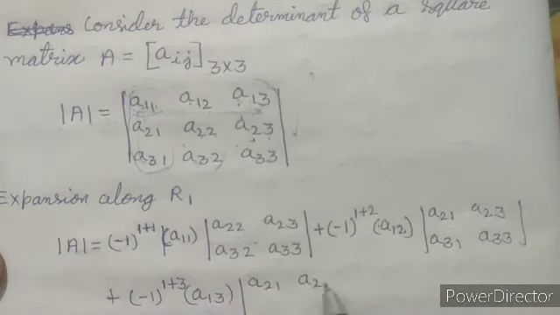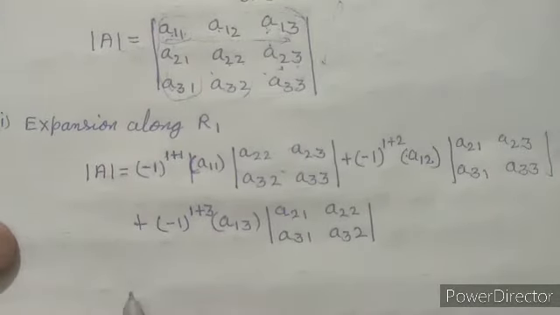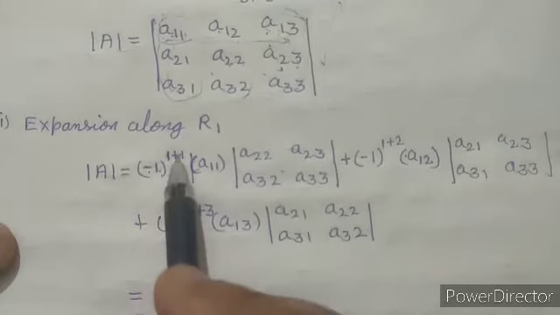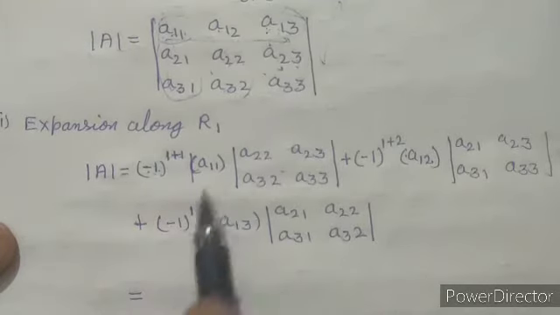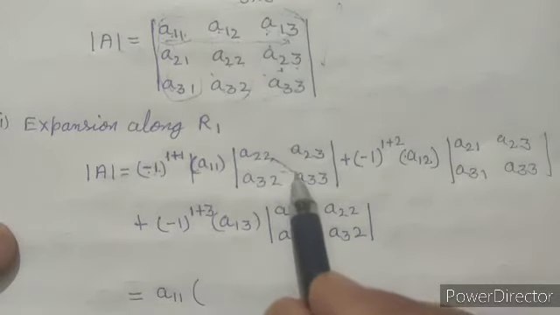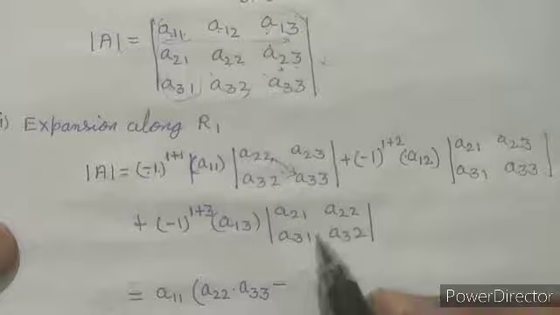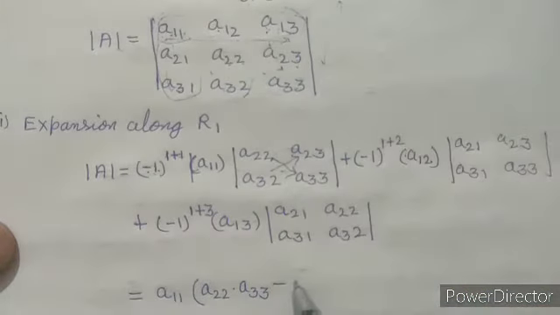A21, A22, A31, A32. Now after we will solve this. Minus 1 raised to power 2 will be equal to plus 1 into A11, that will give us A11 into A22 into A33 minus A32 into A23.